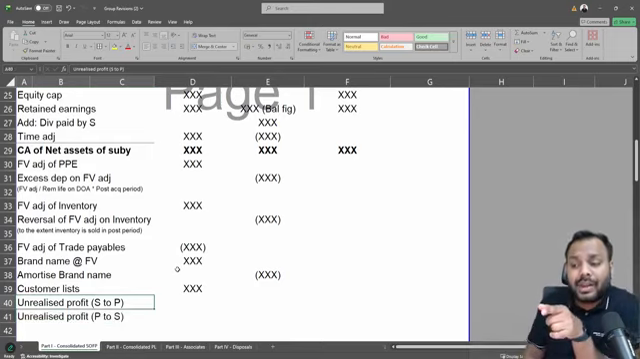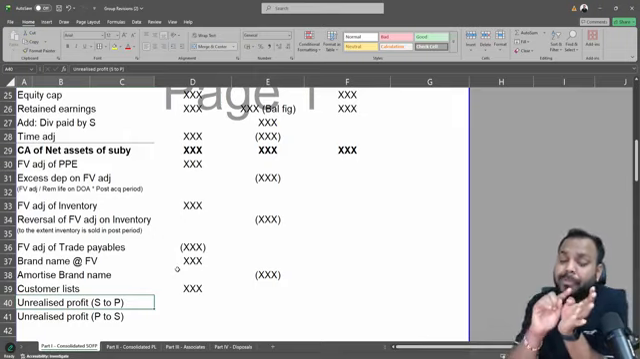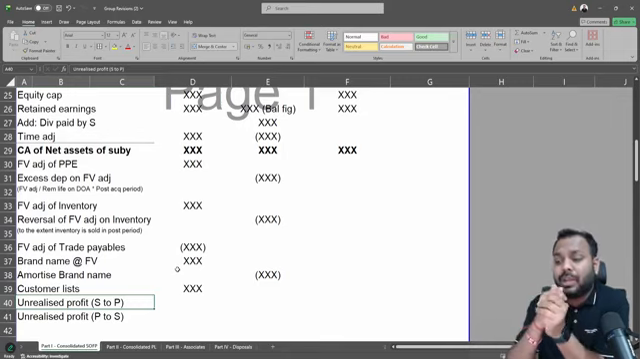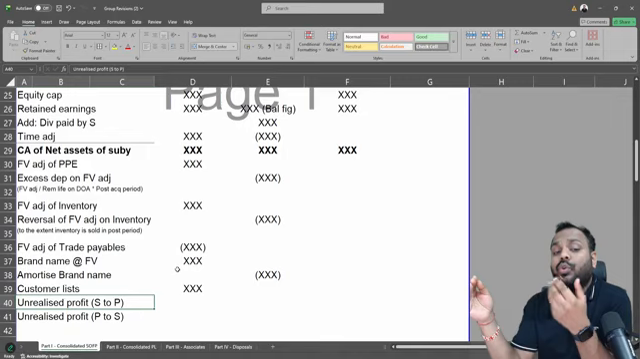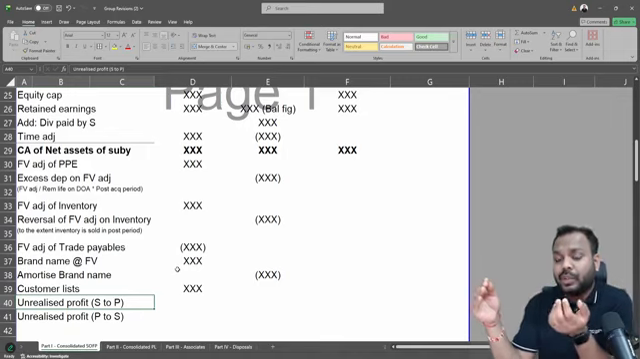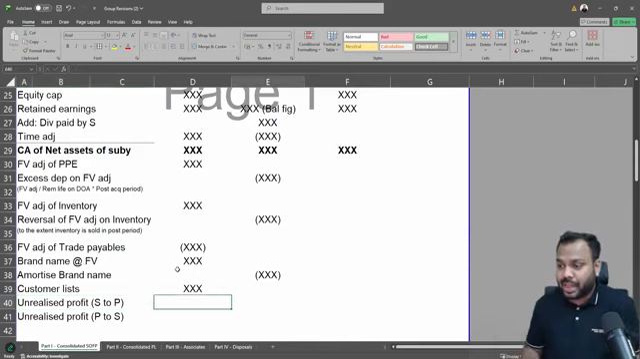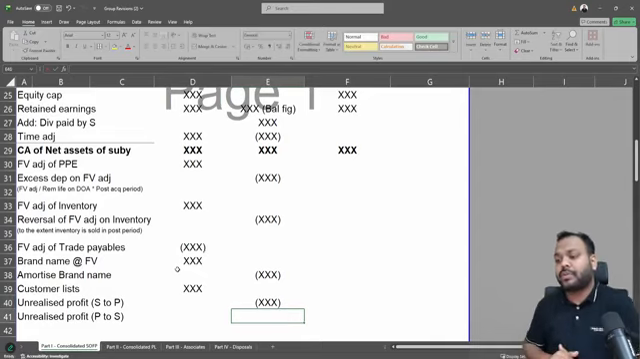If the unrealized profit has happened from subsidiary to parent, tell me who has sold to whom? Subsidiary has sold to parent. The intra-group trading has happened between subsidiary and parent, and subsidiary has sold the goods to parent. So who has earned the profit? Subsidiary. So whose profit do I have to reverse? Subsidiary. So here I will reverse the profit of subsidiary.